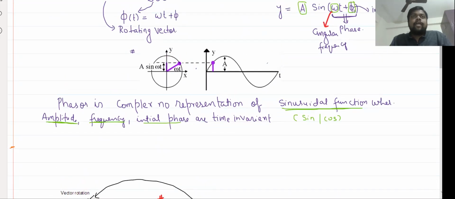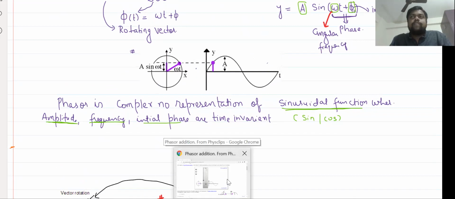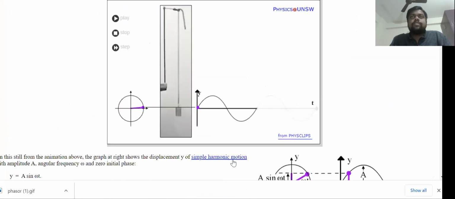I'll show you one of the animations of how the sine wave is made. You can check this animation here. If I play this, you can see how the sine wave is made. This vector is rotating with angular speed omega. Yes, this one. This vector is rotating.